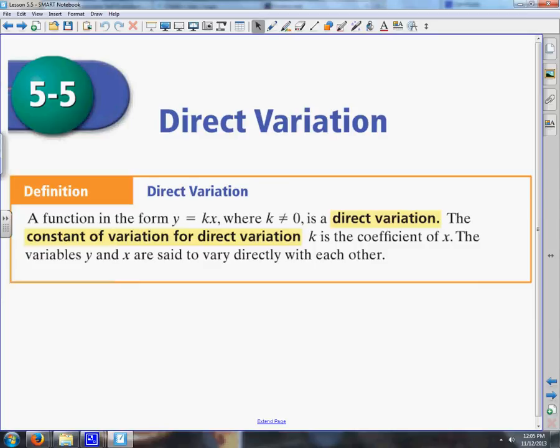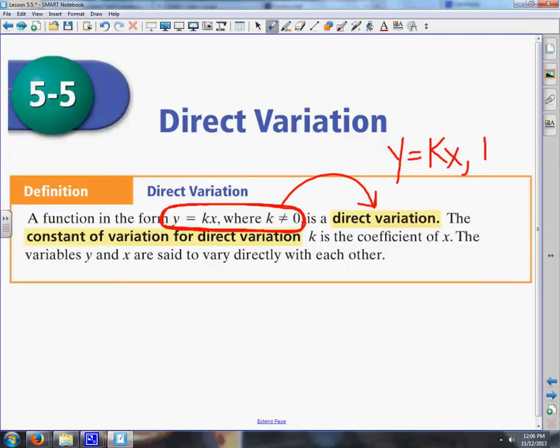A function that is in the form y equals k times x, where k is not equal to 0, is a direct variation. So k has to be a number. You really want to stress this: y equals kx, k cannot be 0. The constant of variation for direct variation is the k part, the coefficient of x. The variables y and x are said to vary directly with each other.